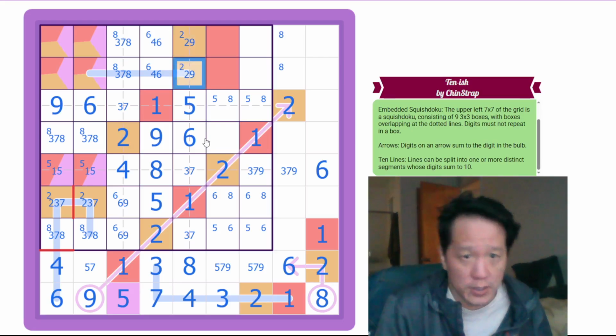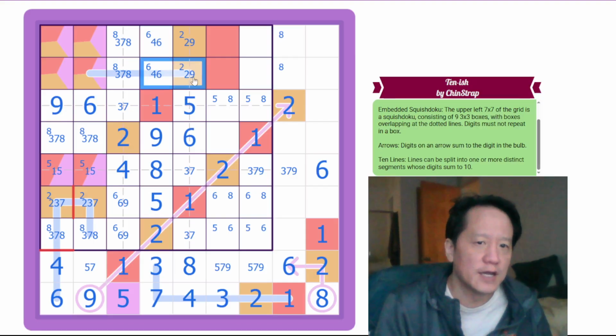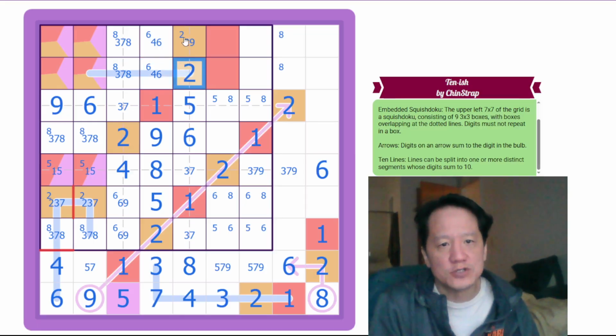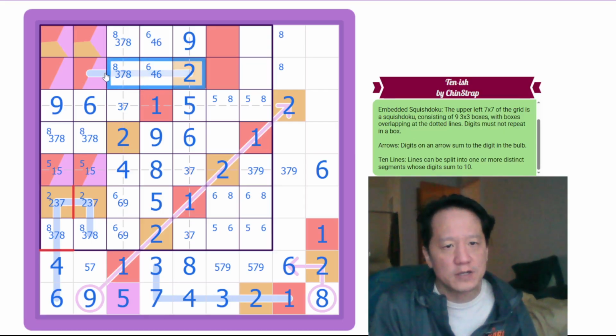9 cannot be here, because 9 and 1 only add up to 10, and it has to be part of a segment that adds up to 10. So this is 2, this is 9, which means this is orange, so this can't be orange, and these can't be orange. 2, 6, and 2 only add up to 10, but then you would have a single digit trying to add up a 10 there, which is not possible. And you can't have repeats in the same row, so that doesn't work. So this has to be 4.